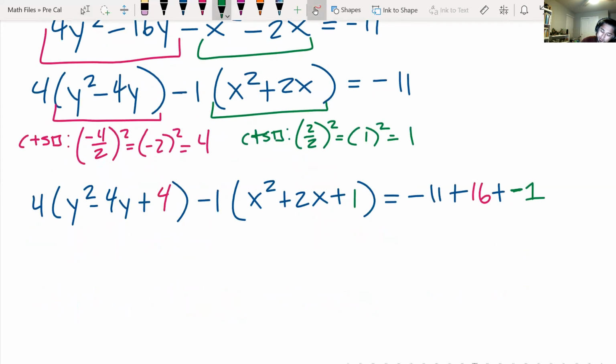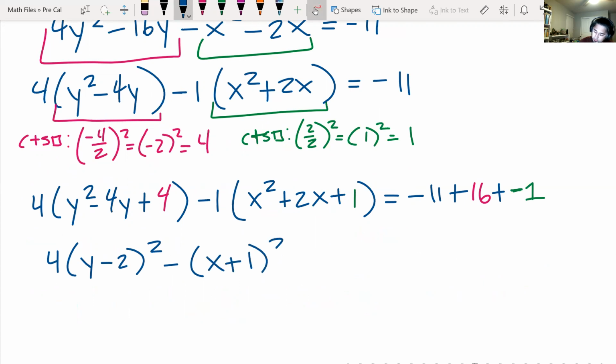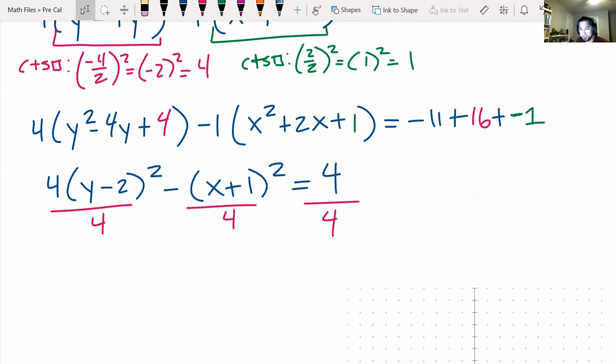Okay. So now let's go ahead and factor, and I'll get 4 times y minus 2 squared minus x plus 1 squared equal to 4. And now we need to put this into standard form still. So we're going to divide everything by what number? 4.